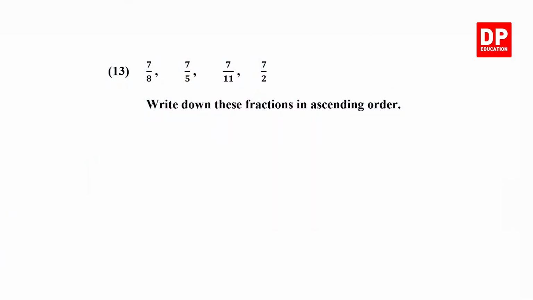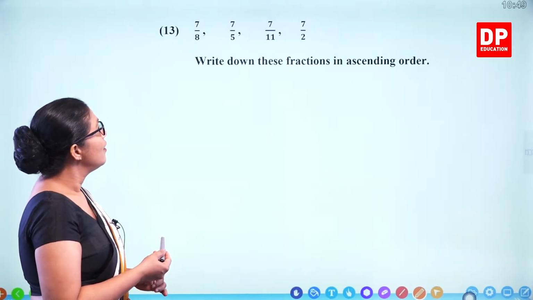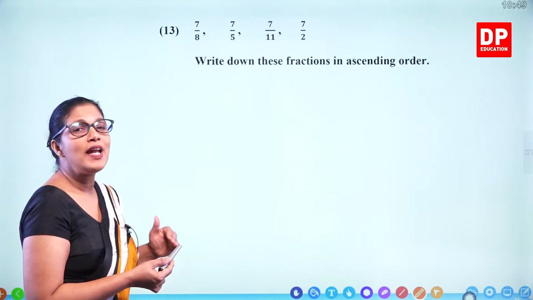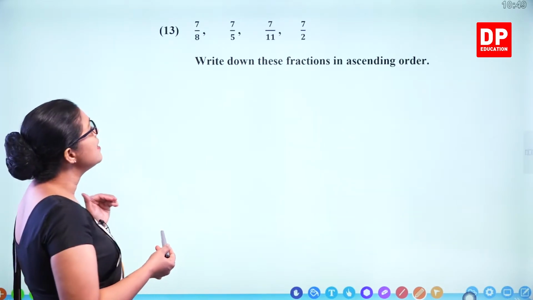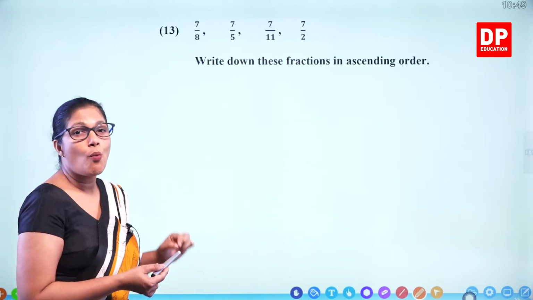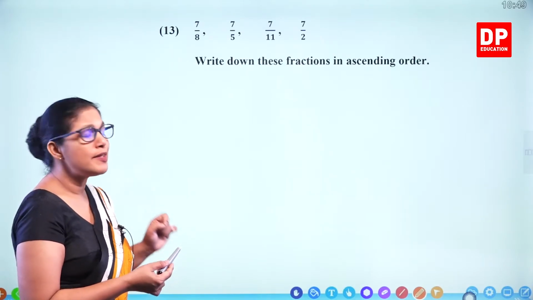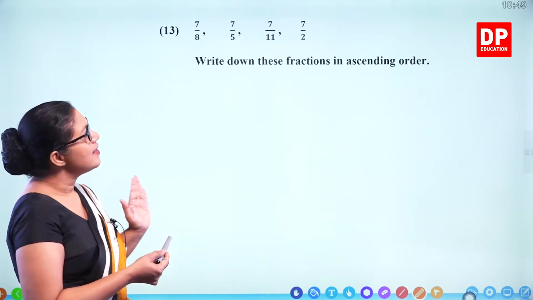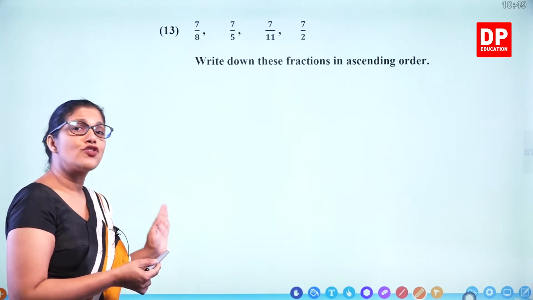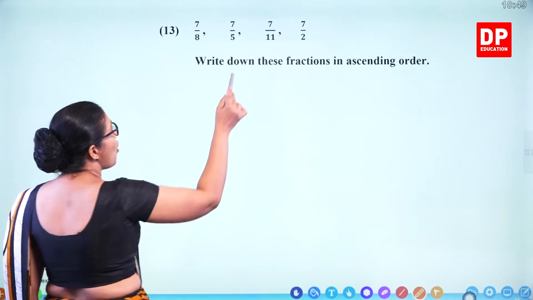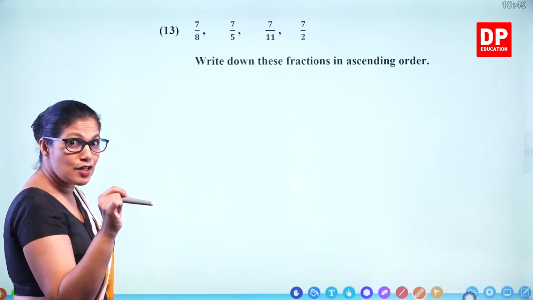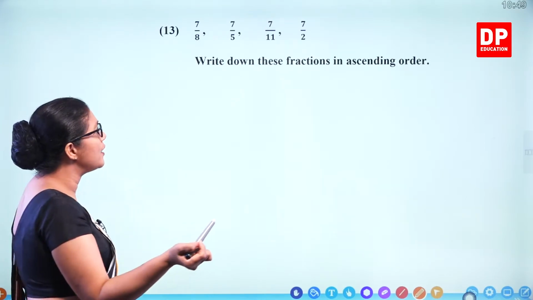Question number 13. Write down these fractions in ascending order. Look at the numerator, all are the same. So how do we decide which one is the smallest? The one which has the highest denominator. So easily you can write in ascending order, that means smallest to biggest. Here, the one which has the highest denominator becomes the smallest value.